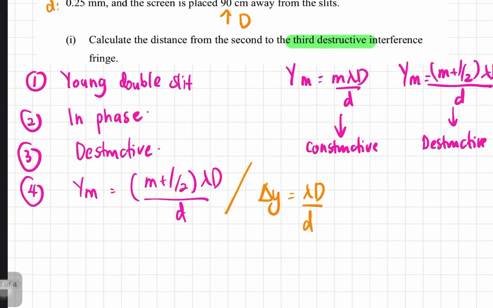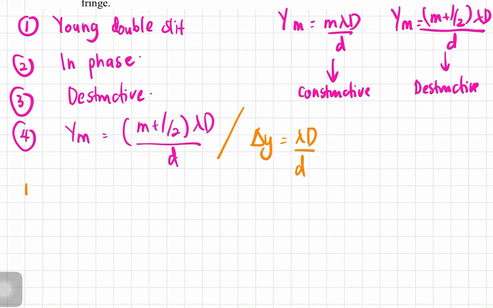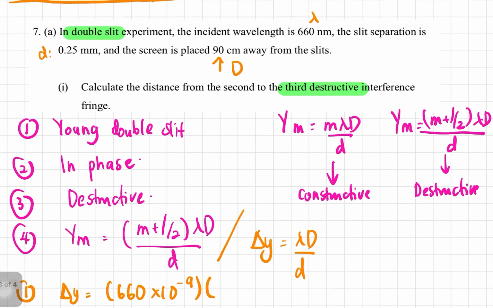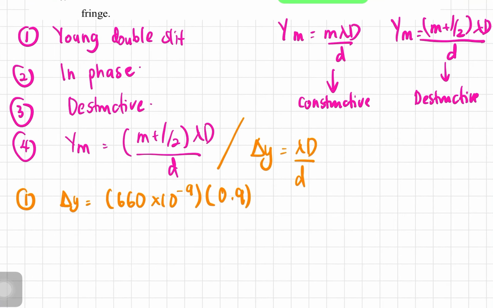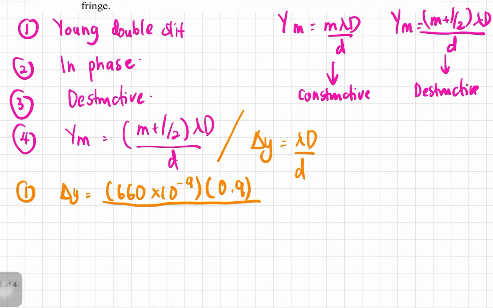Okay, so we go through one solution first. Delta y, so lambda is 660 nanometer. Remember that everything must be in SI unit. Capital D is 0.9, and small d is 0.25 millimeter. We're going to press the calculator first: 0.9 divided by, so 2.376, then 10 to the power of minus 3 meter. So that is one way of answering it, because this kind of question is going to give you just a few marks, I think maximum 2 marks.